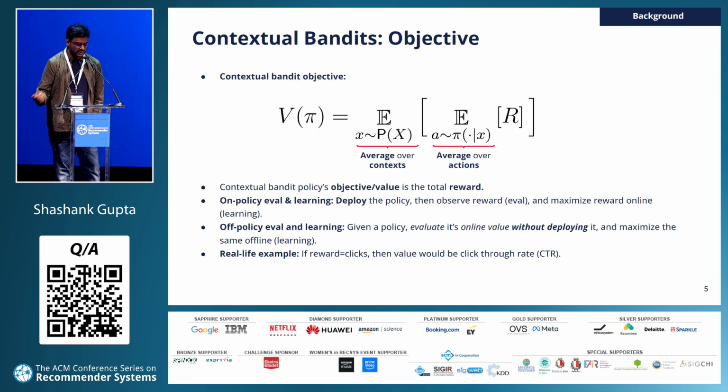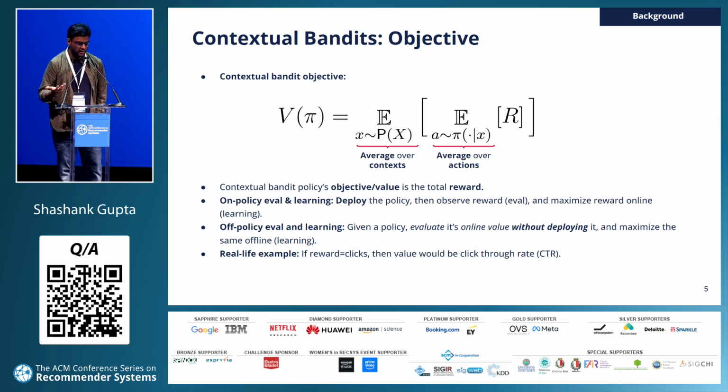Now what is the objective function? Mathematically, the value of your policy pi is the expected reward, where the expectation is over all contexts. So we average over all contexts, and then given the context X, we also average over all actions, and just take the average of the reward from the given context and actions.